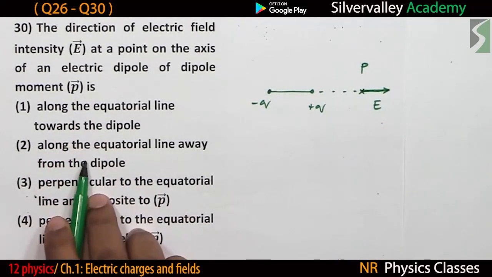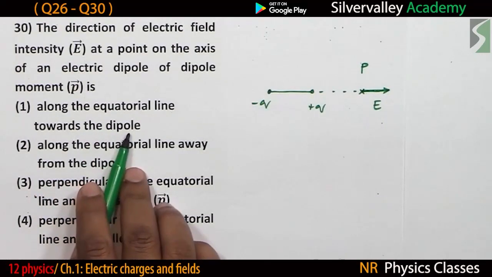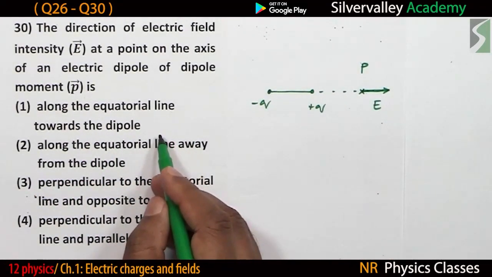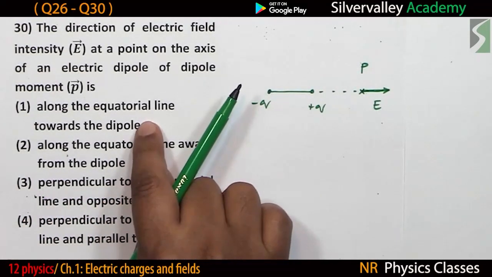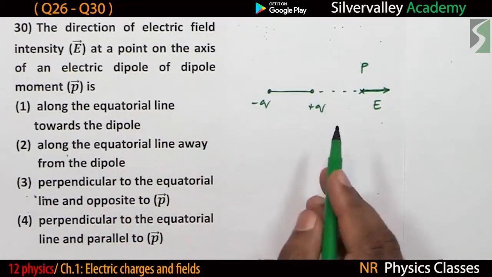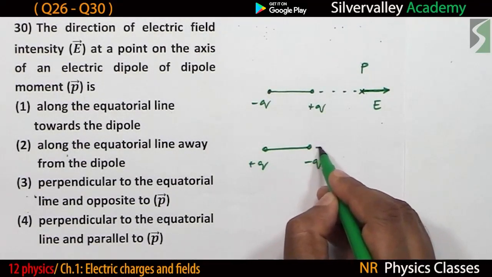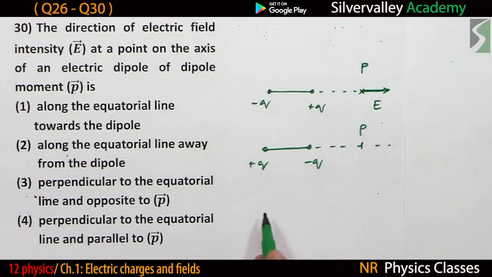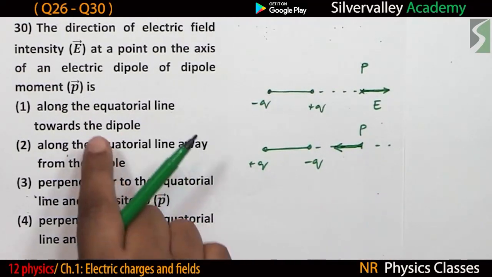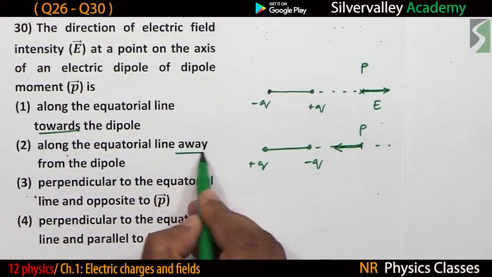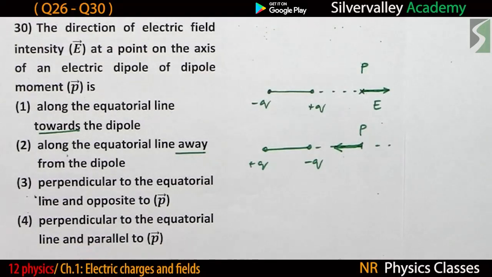Now observe these four options. First option says along the equatorial line towards the dipole, but here it is away from the dipole. Along the equatorial line away from the dipole, we can't decide these two, isn't it? Because if this is the case and this is point P, the negative charge is closer to point P, so the electric field will be towards the dipole. So here towards, here away. So it can be this or this. So let us check these two.